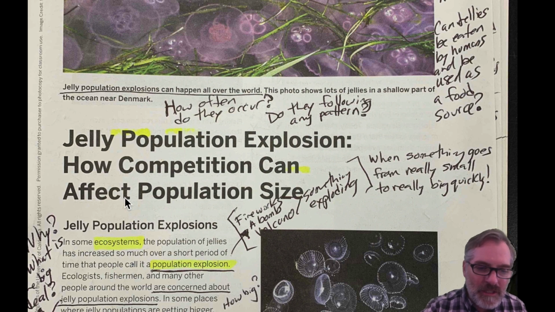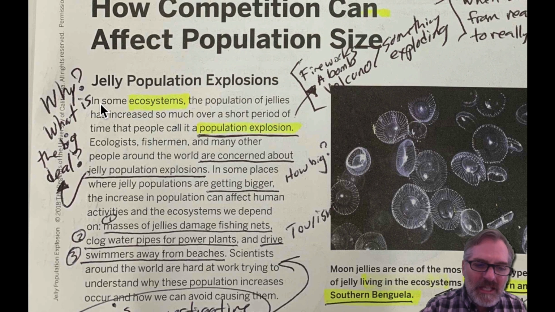So let's just jump down here and start reading a little here. In some ecosystems, I don't use that word every day, so I'm going to highlight it. The populations of jellies has increased so much over a short period of time that people call it a population explosion. So look at my annotations here.